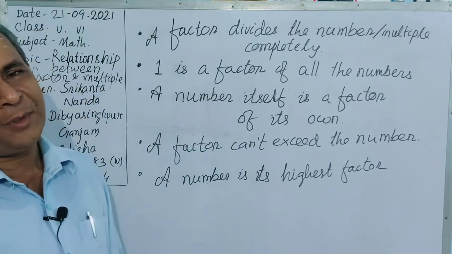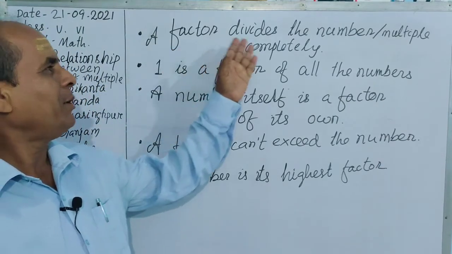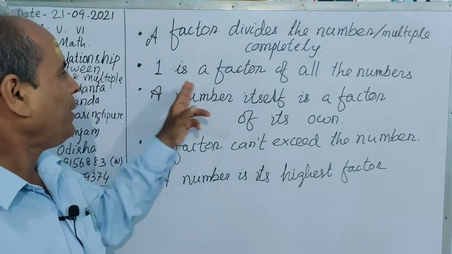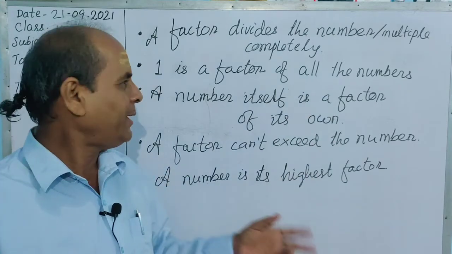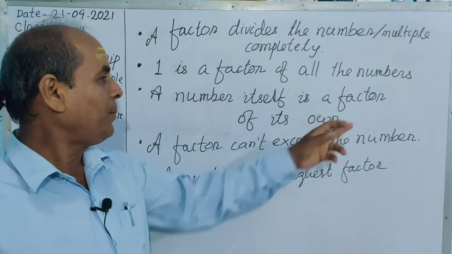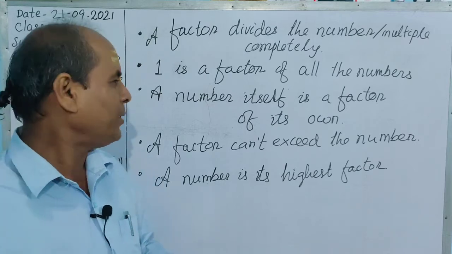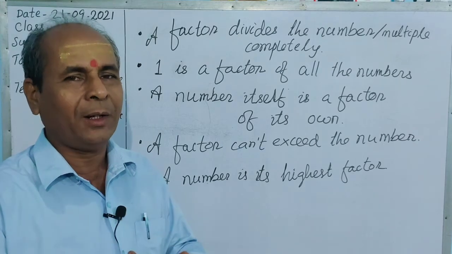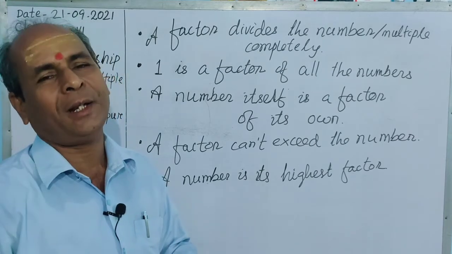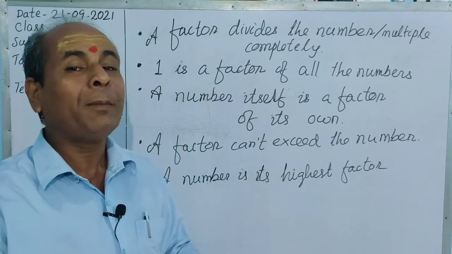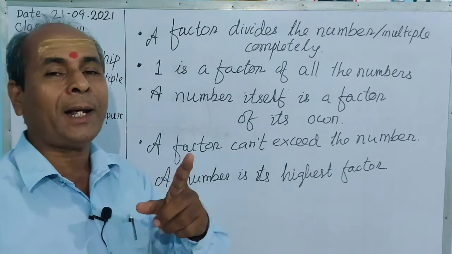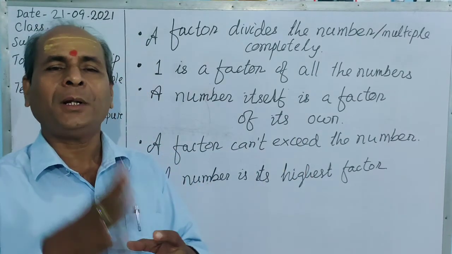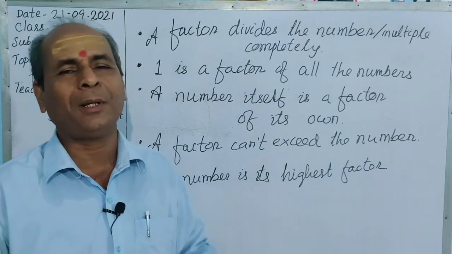So let's study the properties, the characteristics of factors. From all these examples, we learn that a factor divides the number or multiple completely. Next property: 1 is a factor of all numbers. Next, a number itself is a factor of its own. Next, a factor can't exceed the number. Suppose we take 10: any factor of 10 cannot be more than 10. Any factor of 12 cannot be more than 12. So, a factor cannot exceed the number. Next, a number is its highest factor. The number itself is the biggest factor of the number.